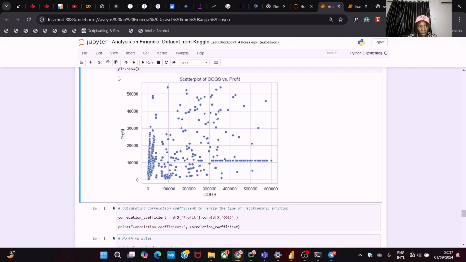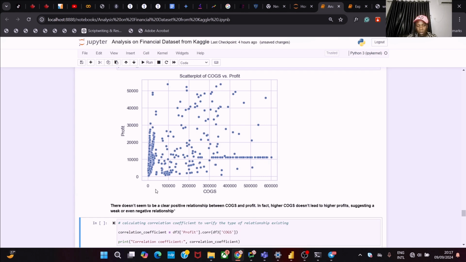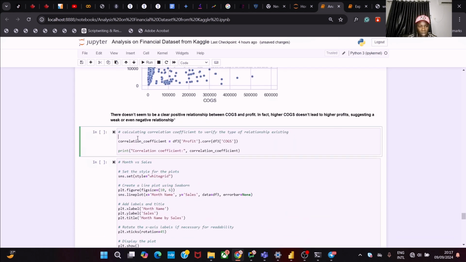So from what we can say from this is that there doesn't seem to be a relationship between cost of goods sold and profits. The higher cost of goods sold doesn't lead to higher profit, suggesting a weak or even negative relationship between these two. So the next thing we have to do here is calculate the correlation coefficient to verify the type of relationship that exists between profits and cost of goods sold.